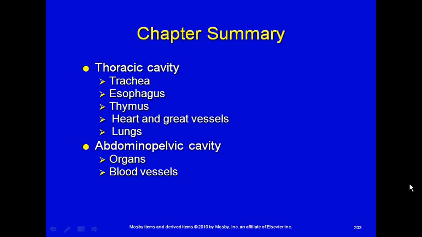In addition to the heart, the lungs, and the great vessels, in the thoracic cavity is the esophagus and the trachea and the thymus. The thyroid glands as well are in there.